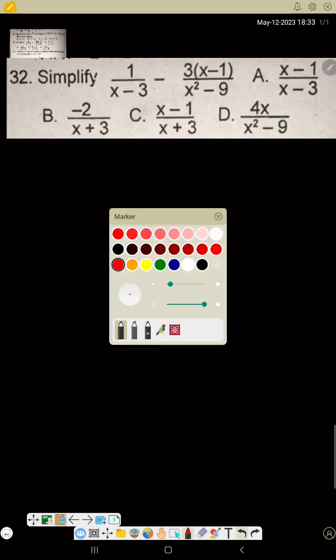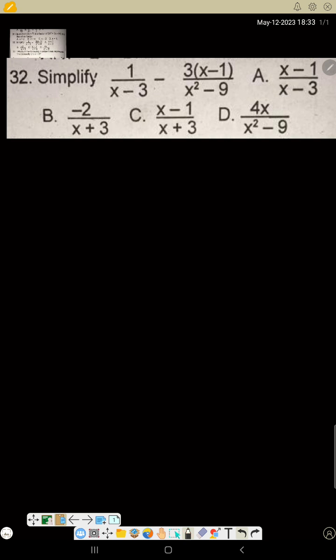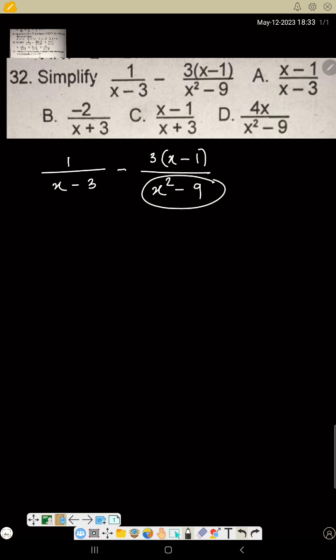So 32. Simplify 1 over s minus 3 minus 3 brackets s minus 1 divided by s square minus 9. So to simplify this, the LCM is s square minus 9.